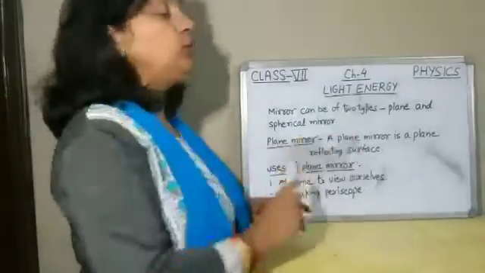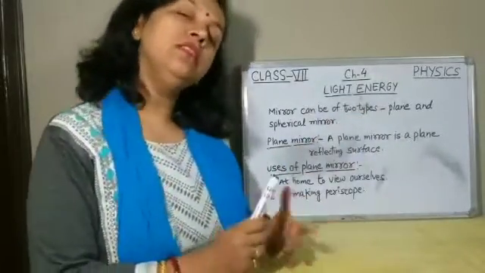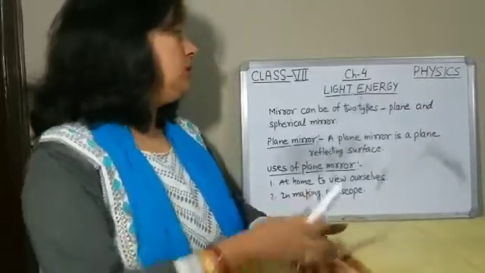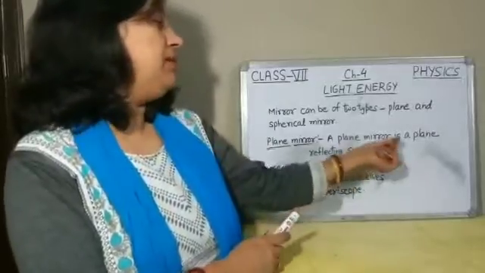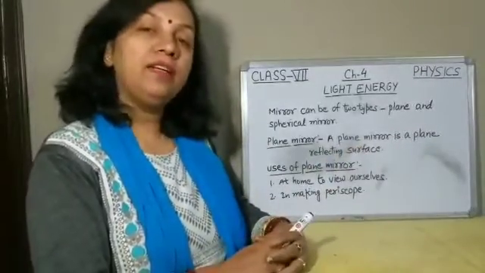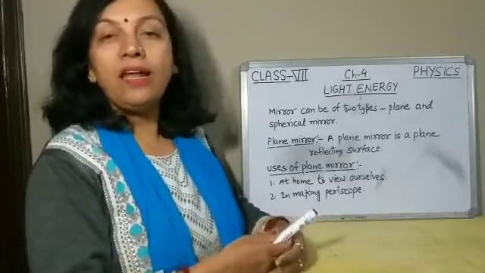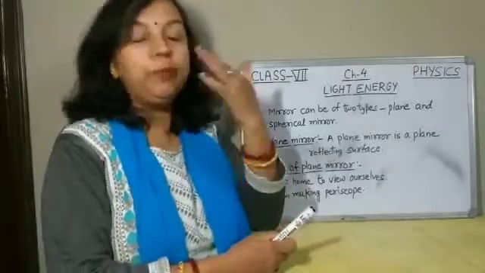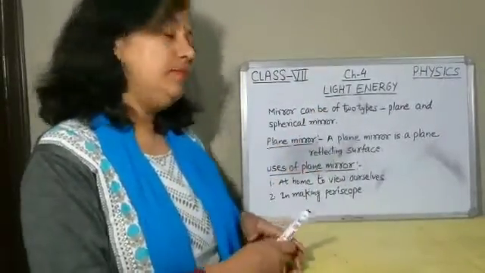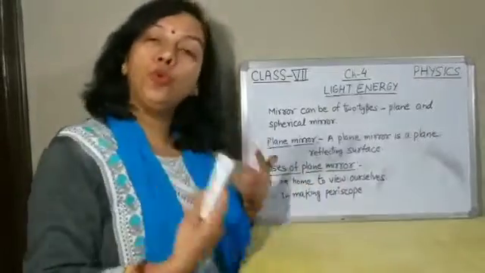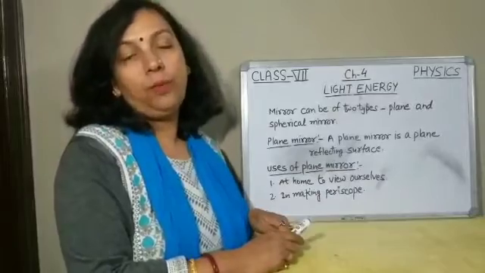Mirrors can be of two types, plane mirror and spherical mirror. In this chapter, we will read about the plane mirror. So, what is plane mirror? A plane mirror is a plane reflecting surface. This mirror you all have in your homes, in your bathroom, in your dressing table. Okay, so what are the uses of plane mirror? First one, at home to view ourselves, and second one, in making periscope.